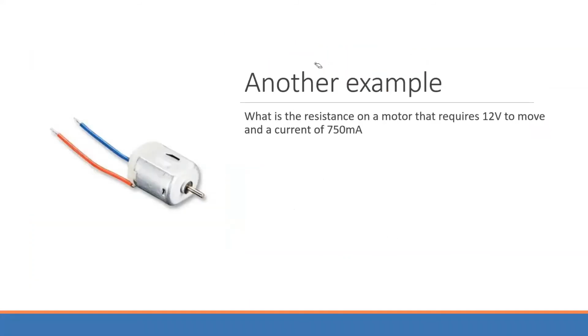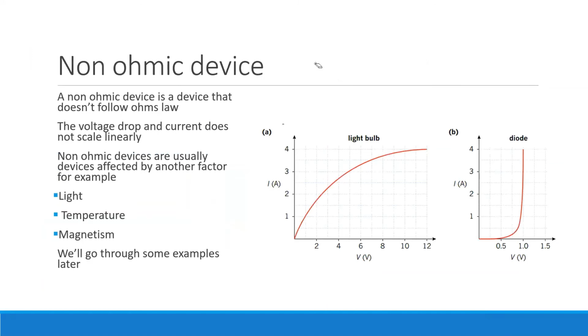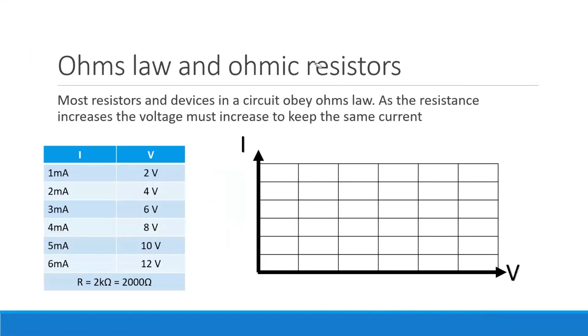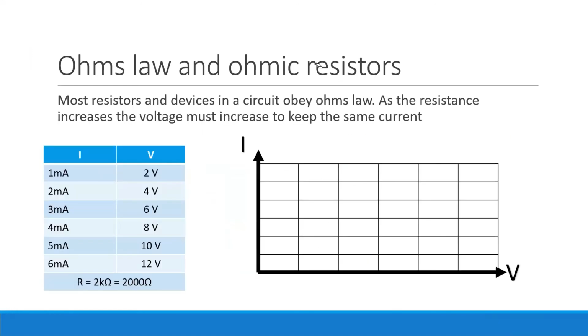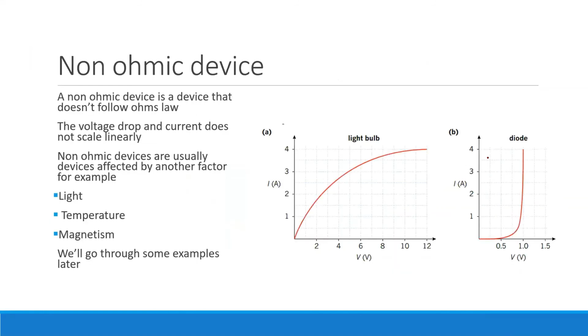Then the last big idea that we talked about was non-ohmic devices, and how these look as a shape. Ohmic devices are linear. As the voltage increases, the current increases. But that's not the same for non-ohmic devices. As the voltage increases, the current doesn't always increase in a linear way. So in order to find the resistance, you need to look at a particular point. You need to go 4 volts, how many amps, and so on and so forth.